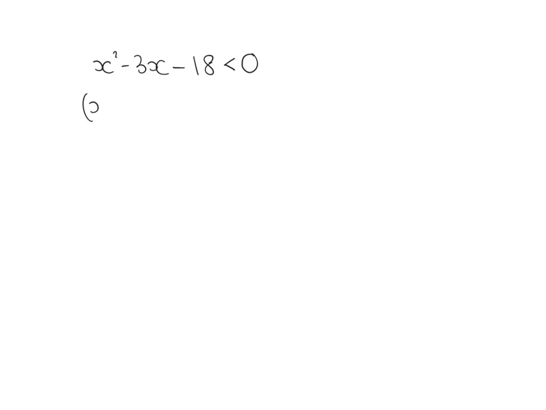So if we're looking at solving this quadratic inequality, the first thing we want to do is plot the curve. So we want to know, what does this thing look like? So we plot this quadratic. How we're going to do that is we're going to factorise: (x - 6)(x + 3).